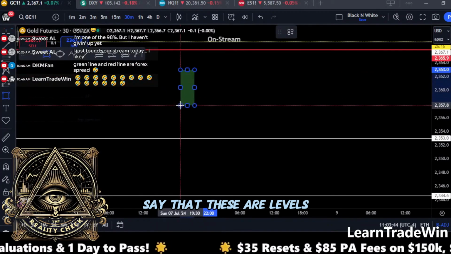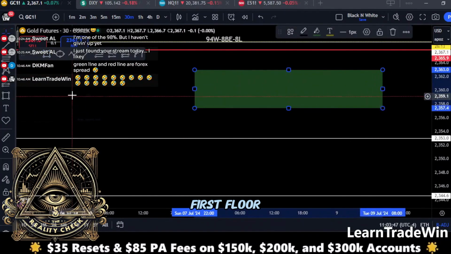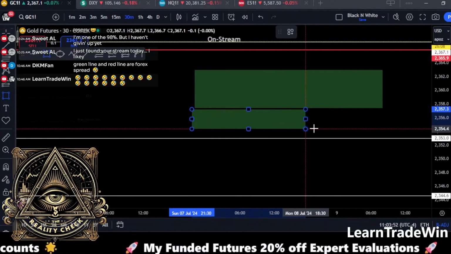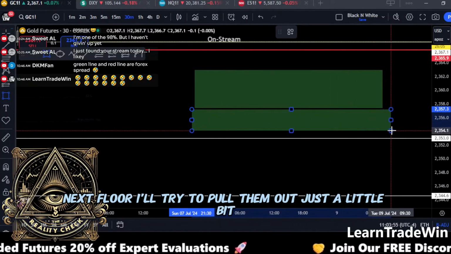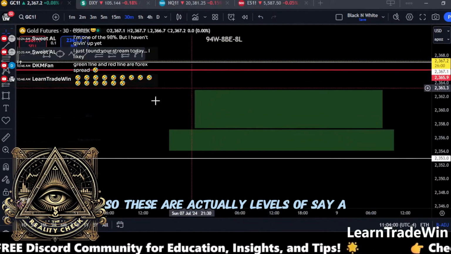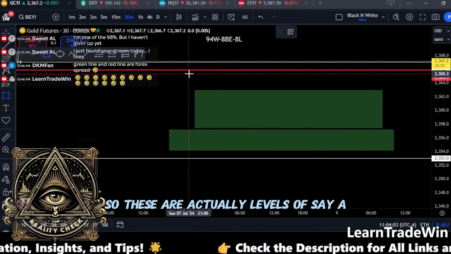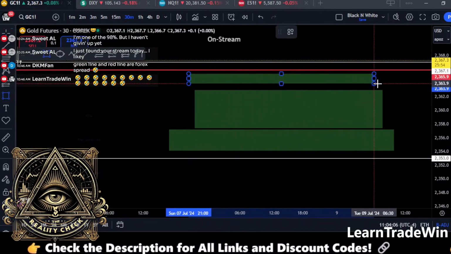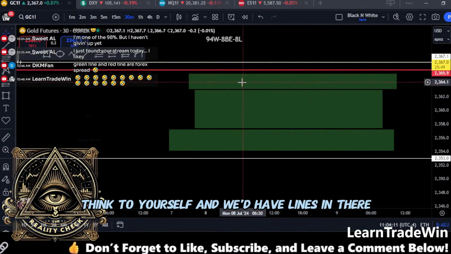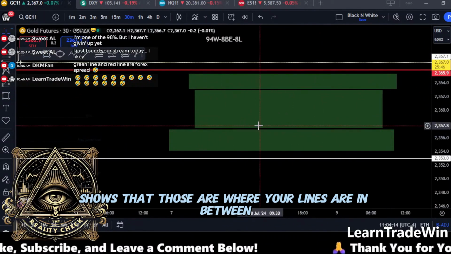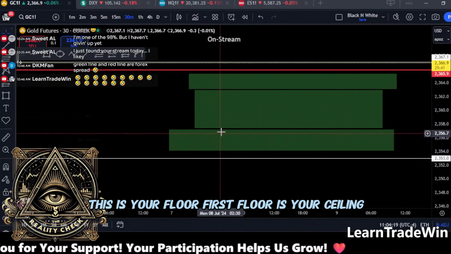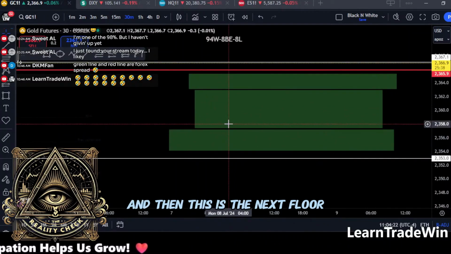say that these are levels, right? First floor, next floor. I'll try to move them out just a little bit so you know which one's which. So these are actually levels of, say, an apartment building or an office building, right? Think to yourself. And we'd have lines in there. I don't have to put the lines, but the black shows that those are where your lines are in between. So essentially, this is your floor, first floor, this is your ceiling, and then this is the next floor.